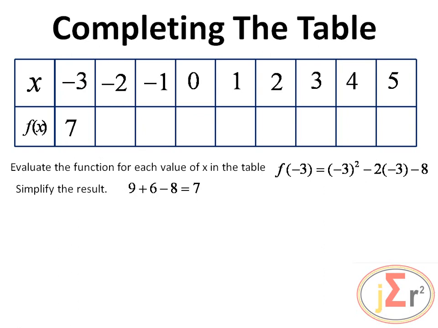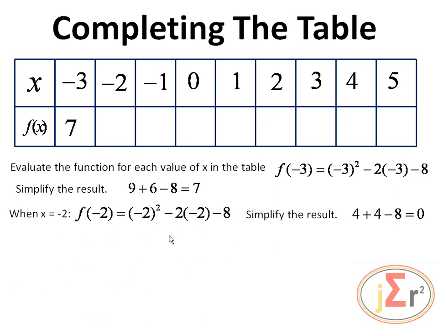Then we are going to do the same with -2. So we're going to have f of -2 is equal to -2 squared minus 2 times -2 minus 8. So let's see how that is done. What do we see? This is equal to 4 when we square it. This is also a positive 4. So we're going to have 4 plus 4 minus 8, and that is equal to 0. The 0 goes into the table also.